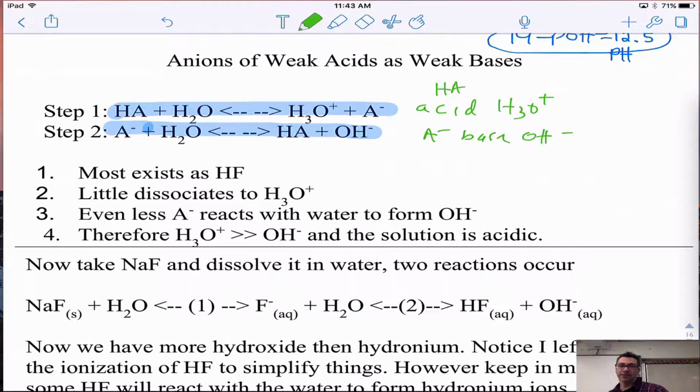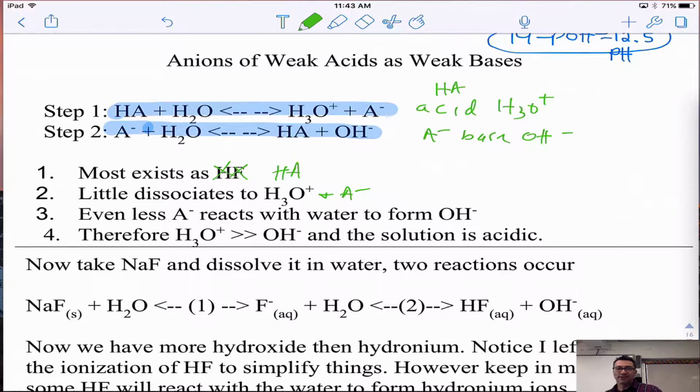Both of these reactions occur, but what we need to really figure out is which reaction is occurring more, and how is that affecting the pH overall? So here are some things to consider. First of all, if we dissolve HA, then most of it is going to exist as HA, because its Ka is small to begin with. Very little will dissociate into H3O+ and A-.